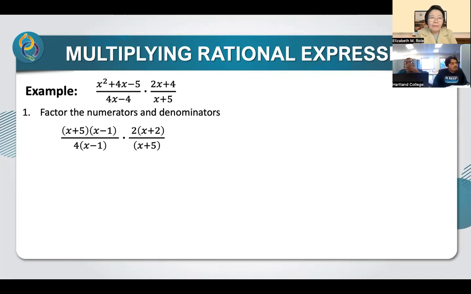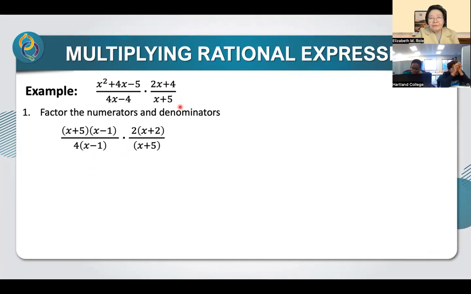The one at the bottom of the first rational expression, 4x minus 4, let me use my highlighter. 4 is the common factor, so you'll now have 4 times x minus 1. Then the 2x plus 4, your common factor is the 2, and therefore that's 2 times x plus 2. And the x plus 5, we don't need to factor anymore.